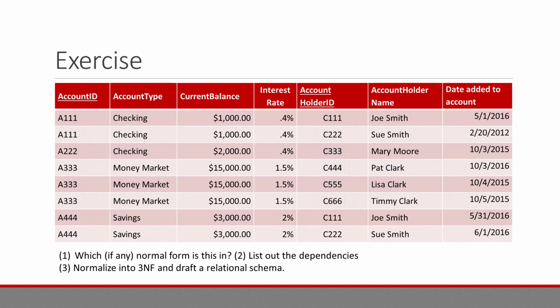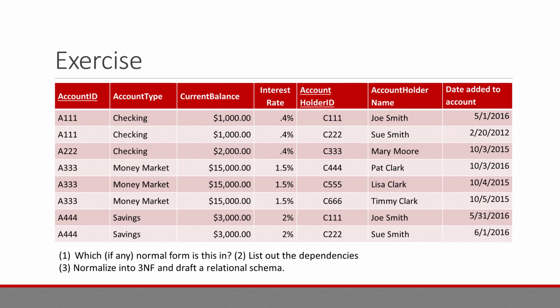Now, having said that, let's look at account ID 111. That looks like it is always checking. Looks like that account has the same current balance and the same interest rate. So let's look at account 333 because we have some duplicates on that one. That is always a money market with $15,000 and a 1.5% interest rate. Account 444 similarly is a savings account type, has a balance of $3,000 and 2% interest rate.